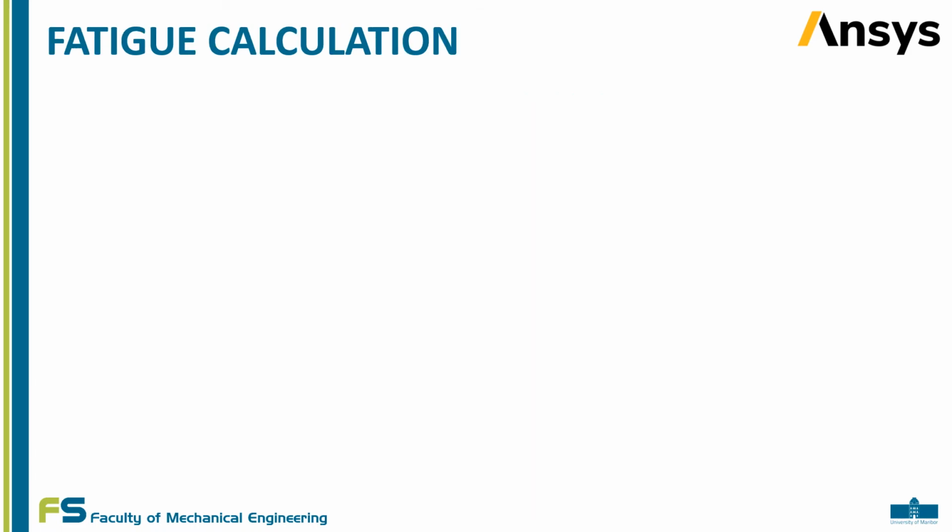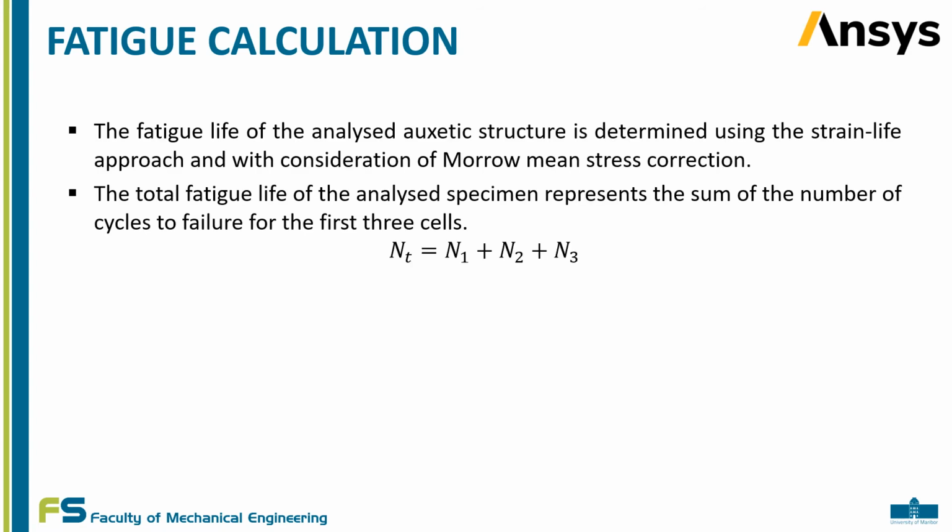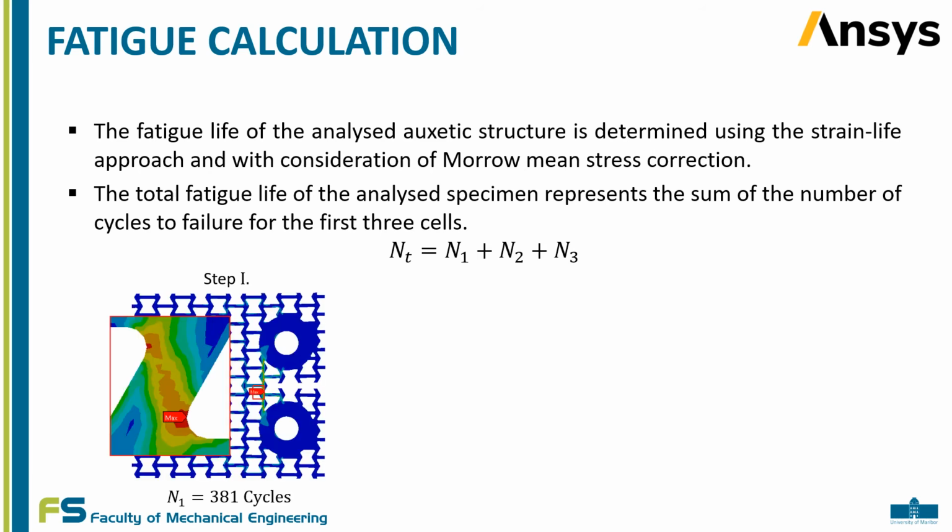Fatigue calculation. The fatigue life of the analyzed auxetic structure is determined using the strain-life approach with consideration of mean stress correction. The total fatigue life of the analyzed specimen represents the sum of the number of cycles to failure for the first three cells. So this means that we first calculate the number of cycles to failure for the first cell. In the first step we calculate the period N1.